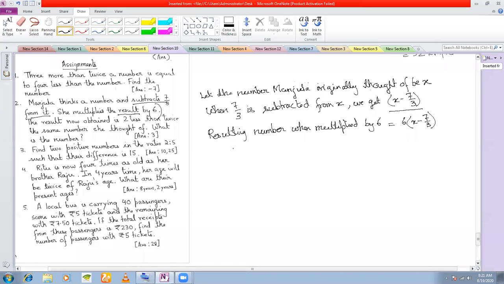Okay. The result now obtained is 2 less than twice the number. So whatever number that we are obtaining here, this number is 2 less than twice the same number. Okay. So what is 2 less than twice the same number? 2 less than twice the same number she thought of originally.